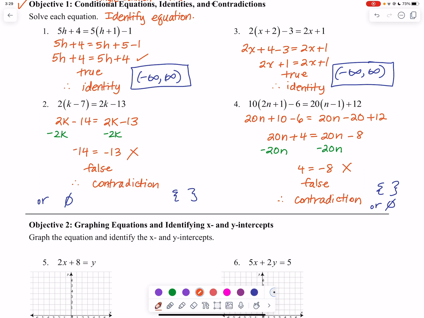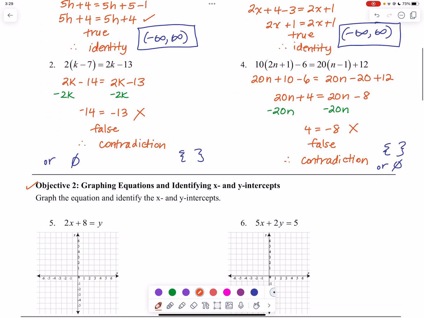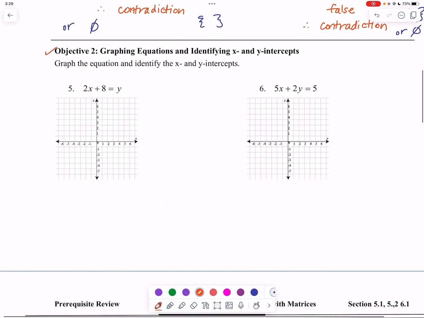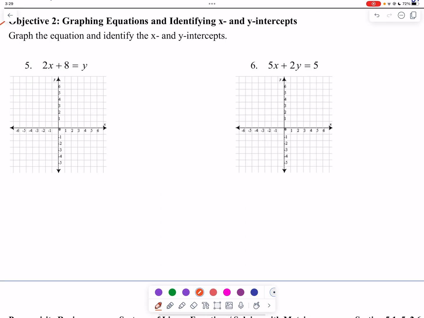Okay, moving on to objective 2. Here we're going to be graphing equations and identifying the x and y intercepts. Let's try to graph with these intercepts. I'll just put graphs using those intercepts, okay?